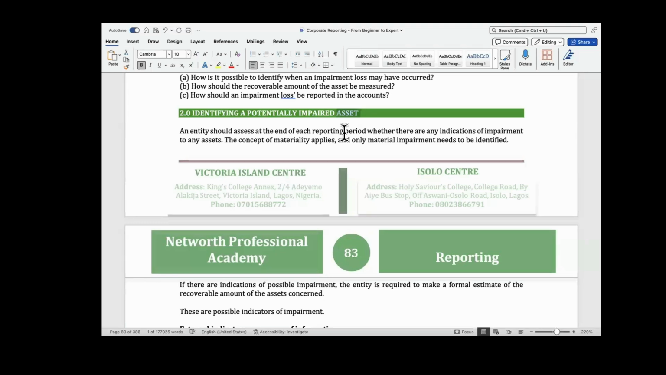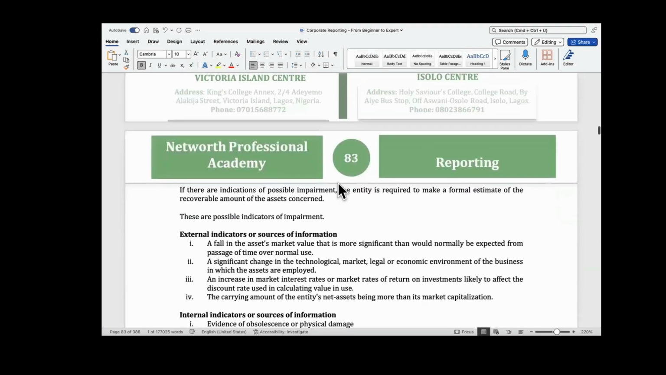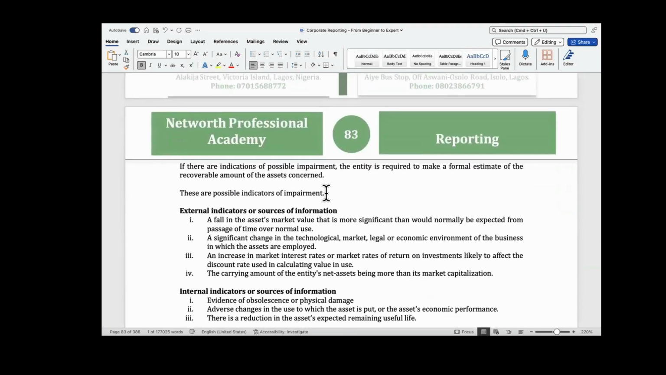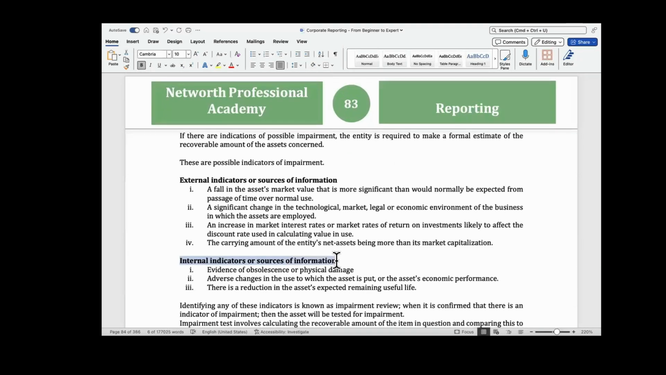Okay, so I was talking about how do you know that an asset has been impaired? So we call that indicators of impairment. So when we talk about indicators of impairment, there are external indicators and there are internal indicators of impairment. The external indicators of impairment are indicators that are outside the scope or outside the control of the company. The company cannot control it because it is outside their scope.